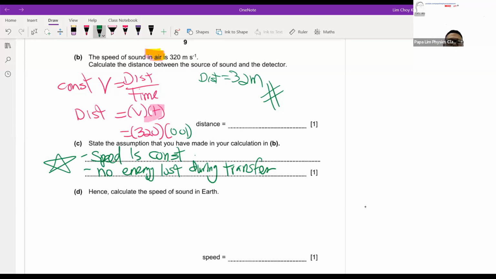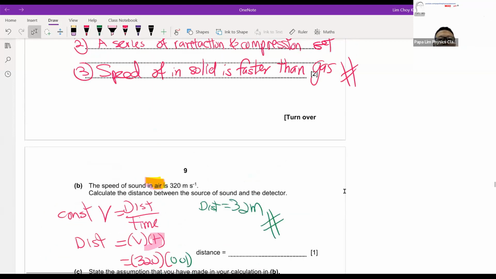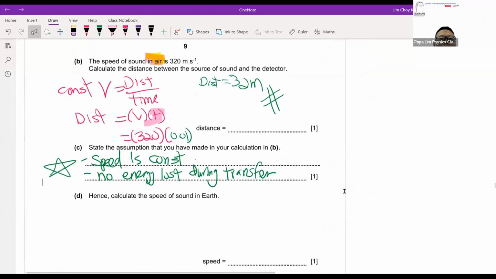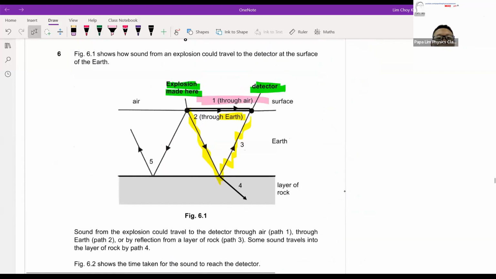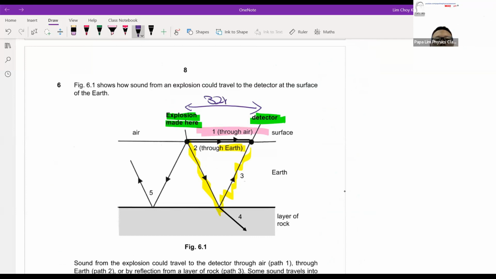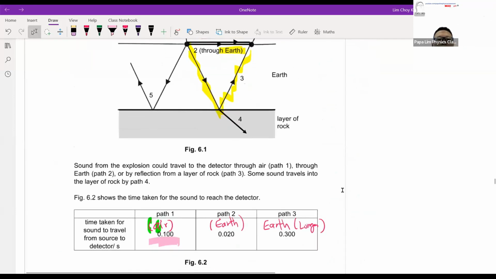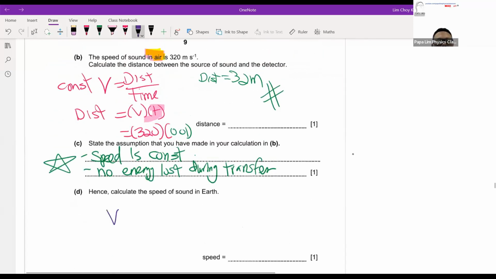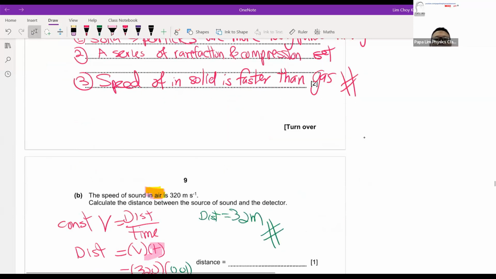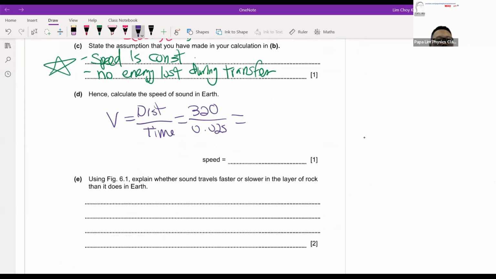Same thing in Earth. You know the distance is 32 meters, and you know that the time on Earth is 0.02 seconds. So a simple speed is distance divided by time. The distance is 32 meters and the time is 0.02 seconds. If you punch the calculator, you will find that the answer will be 16,000. So that's the speed of sound in Earth.